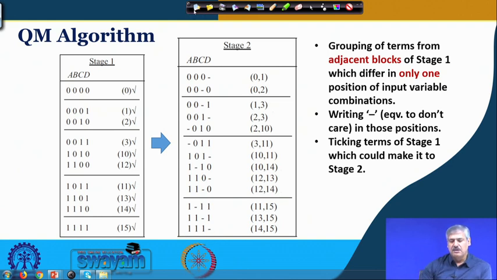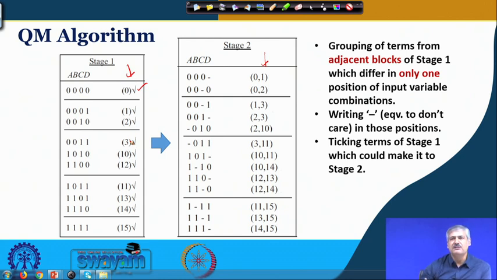Okay. Now, one more job is left in stage 2. When you do the combination, we look at whether every member of stage 1 has been part of a group of stage 2. If it is, then we put a tick mark against it. If it is not, we keep it unticked, meaning it could not be combined.